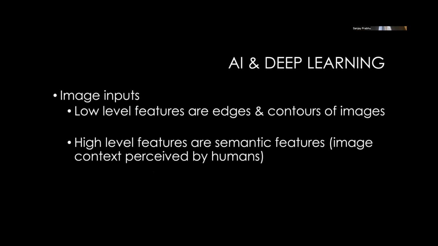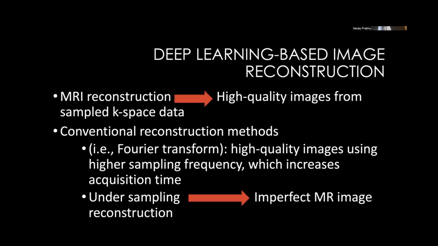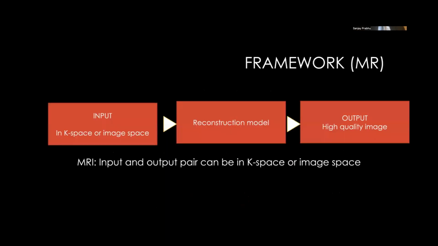Since then, subsequent studies have published more sophisticated, robust, optimized deep learning models for image reconstruction. The low-level features of the image inputs are the edges, contours, and texture of the images, whereas the high-level features are the semantic features, that is the image context as we perceive it, basically the formed image. MRI reconstruction produces high-quality images from sampled k-space, and conventional reconstruction methods produce high-quality images using higher sampling frequency, which requires us to increase the acquisition time. As you undersample, you get imperfect image reconstruction. In the deep learning models, the input is in k-space or image space, and the reconstruction model helps us to create a high-quality output image.